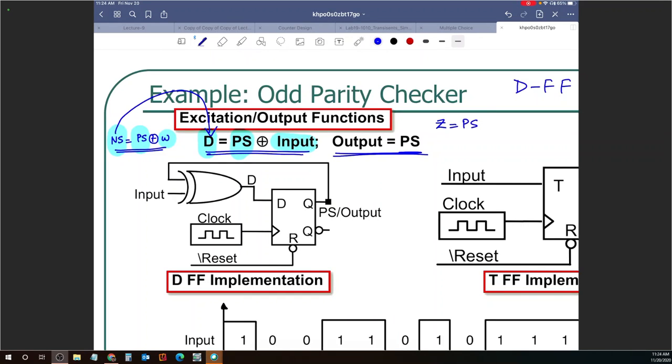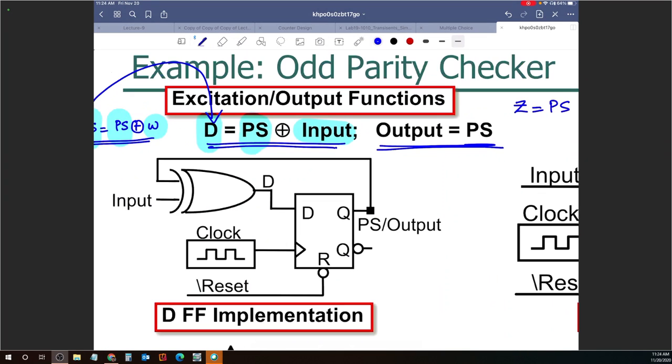We are essentially going to represent this using a diagram. You see this? This is your exclusive OR gate. Your input is right here, W. Your expression at this point is going to be what? W exclusive OR present state.